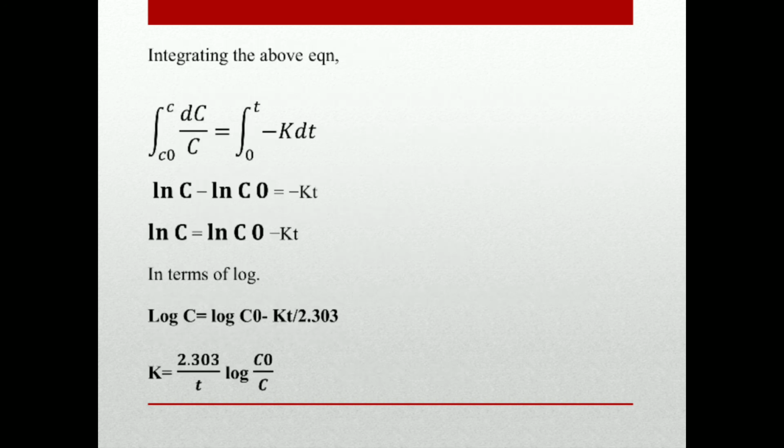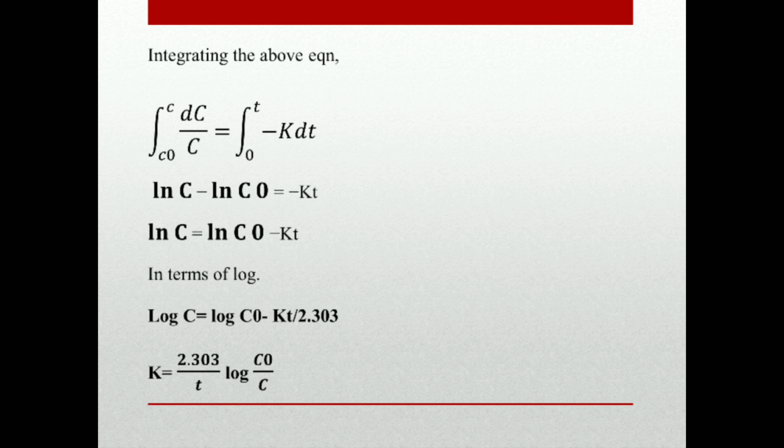Moving further, integrating the above equation, we get integration of dC by C is equal to integration of minus k dt. So ln C minus ln C0 is equal to minus kt. So ln C is equal to ln C0 minus kt, right? Both are one and the same. So in terms of log, it can be written as log C is equal to log C0 minus kt upon 2.303. So it can be reframed as k is equal to 2.303 upon t log C0 upon C. So this is first order reaction.